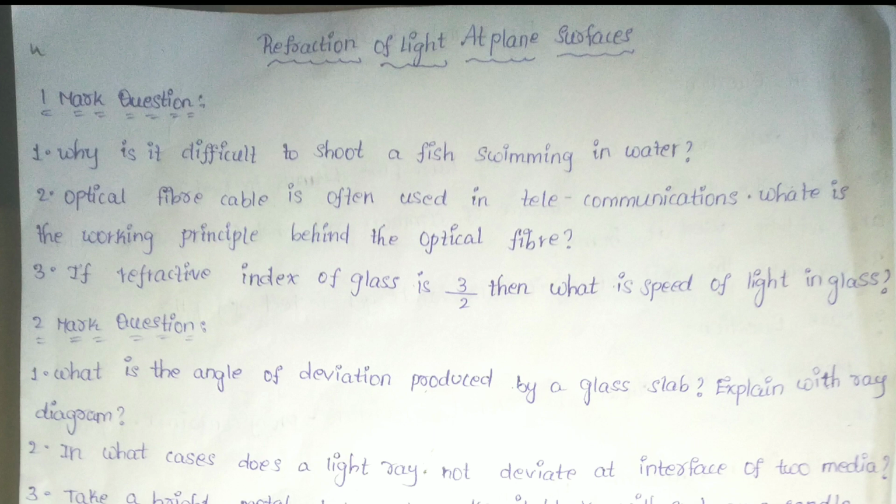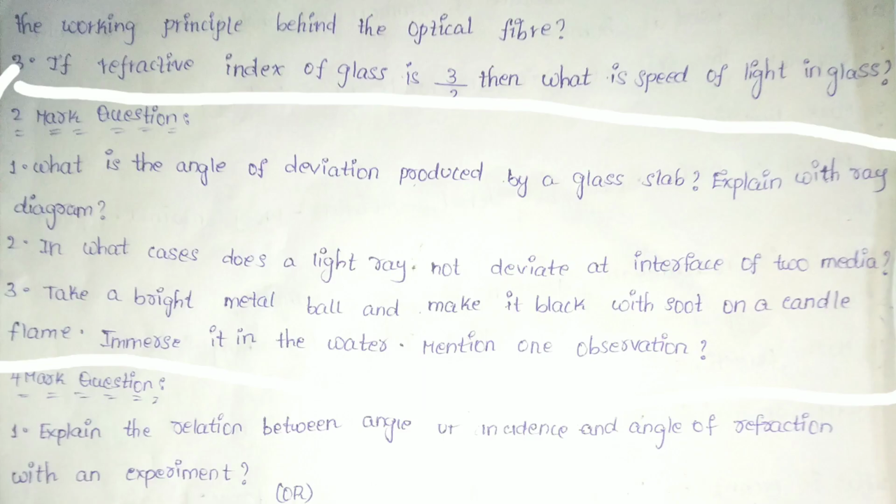Refraction of light at plane surfaces. 1 mark questions. Why is it difficult to shoot a fish swimming in water? If the refractive index of glass is 3 by 2, then what is the speed of light in glass? 2 mark questions. What is the angle of deviation produced by a glass slab? Explain with a ray diagram.